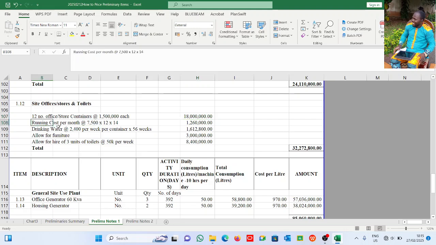requires 7,500 naira per month for 12 of them for 14 months. Of course, they'll be drinking water, 2,400 naira per week, for 56 weeks. Of course, we have 12 offices and stores multiplied by 2. So allow for furniture, of course, you're going to furnish them, and allow for hire of 3 units of toilets.